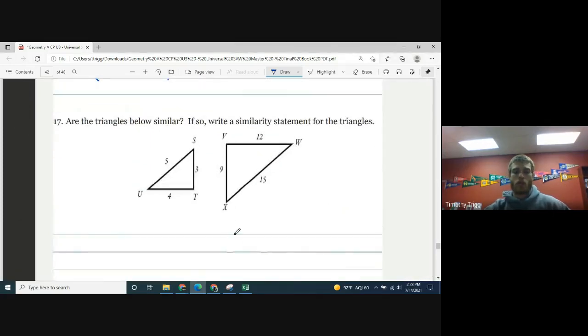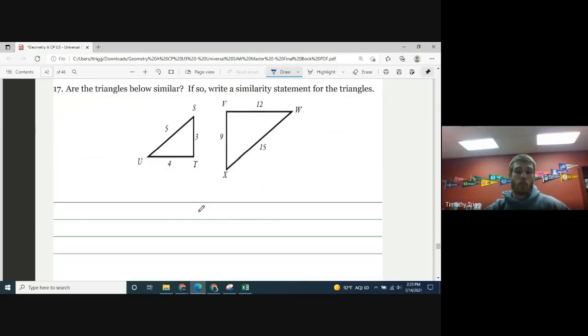What about these two triangles? Are they similar to each other? Notice they don't give us any angles, so we can't use angle-angle, and we can't use side-angle-side. So if they're similar, we have to be able to show it by side-side-side, which makes sense because they give us all the side lengths. The way you check side-side-side is that all the sides from one triangle need to be proportional to all the sides from another triangle. And if that's true, then the triangles are similar.